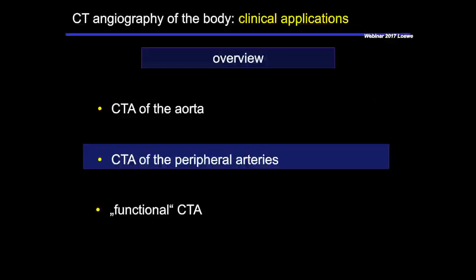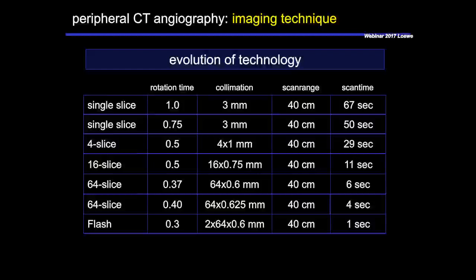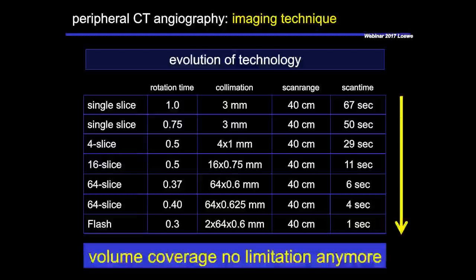One big issue in the past for the peripheral arteries at CT was the huge volume of the examination. This problem could be solved by the new scanners, so the volume coverage is no longer a limitation thanks to the fantastic improvement of technical possibilities of the new scanners.